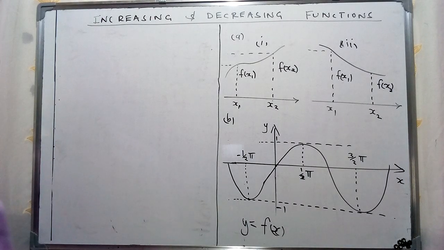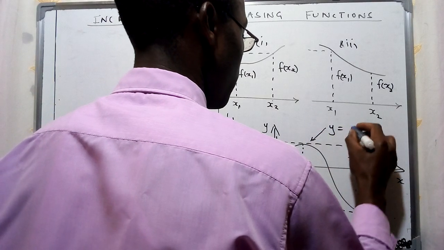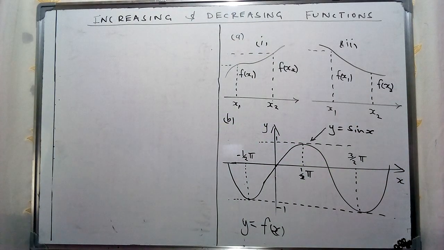So this is a graph of a trigonometric function, which is defined by the sine function. So y is equivalent to sine of x. For this specific graph, we're going to see that various sections can be defined in terms of either strictly decreasing or strictly increasing.